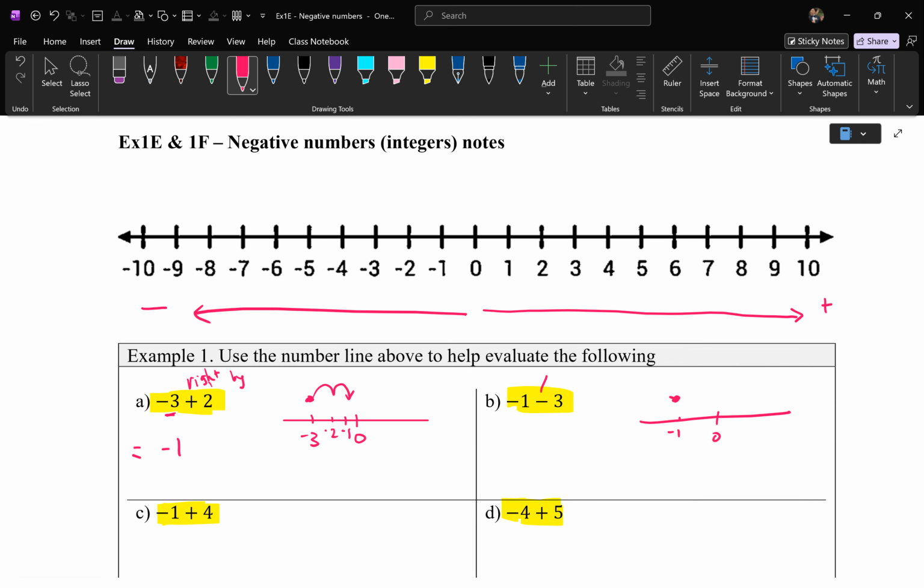And now I'm saying minus. So it means I should be getting less, right? I'm getting smaller. So which direction am I going? Left or right? Left. So I'm moving to the left.